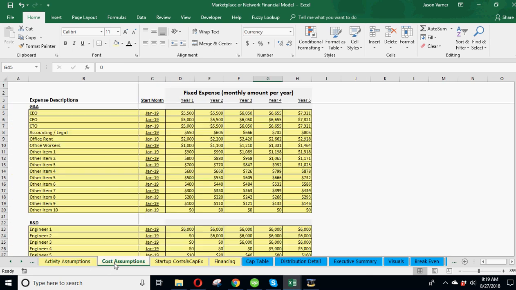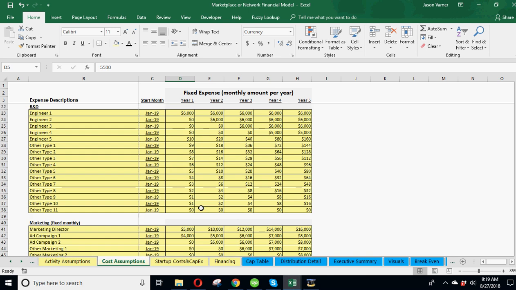Next up, we have costs. Costs are pretty standard. This is how I like to do it because it applies to almost every situation. So you've got your G&A. You list your descriptions here. You can change all these. The start month, so you can scale into things, and then the monthly amount for each year. So this is saying the CEO is going to get $5,500 a month in year one, $5,500 a month in year two, etc. You could obviously put in whatever numbers make sense for your situation.